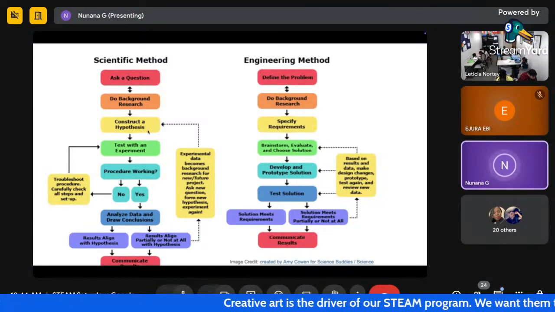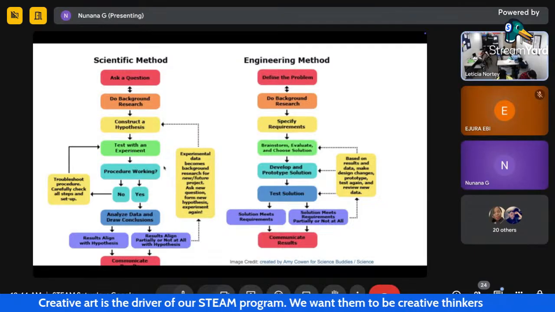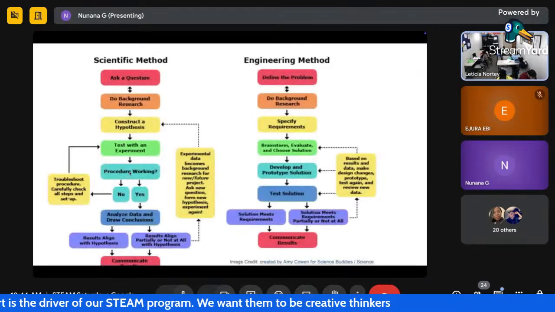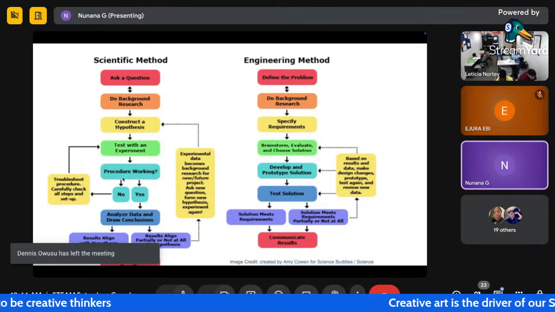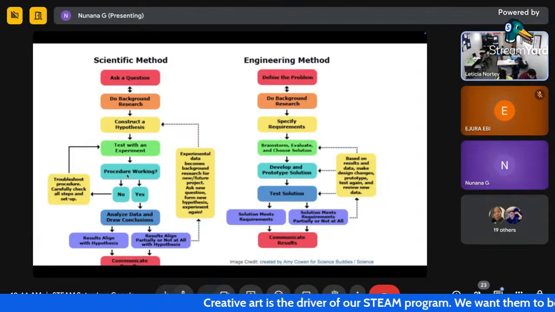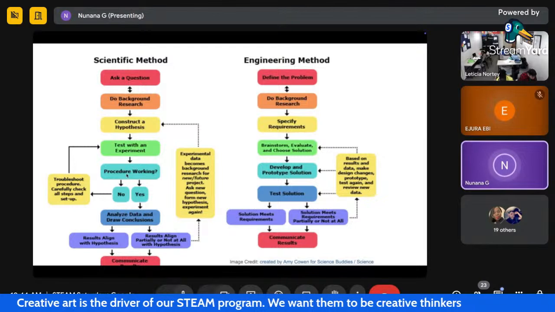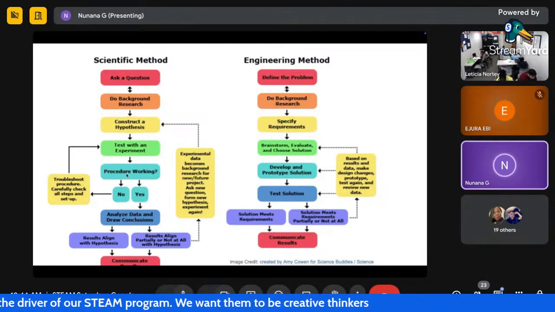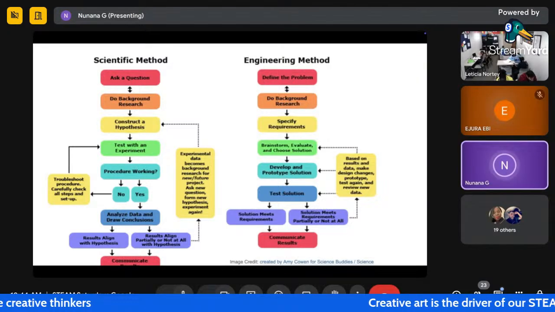Can you guys see my arrow? You guys can see my arrow? Okay, so we move on from test with an experiment to procedure. Is this method working? Yes or no? And then we'll troubleshoot it.